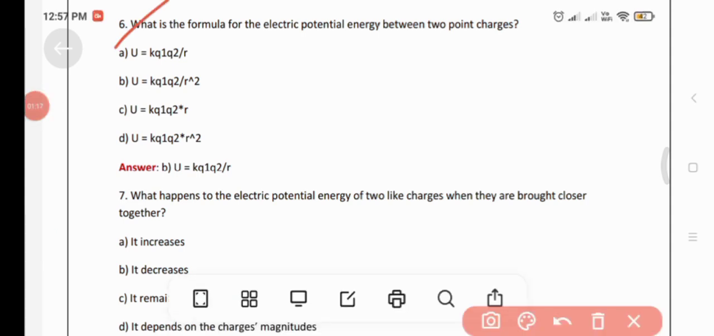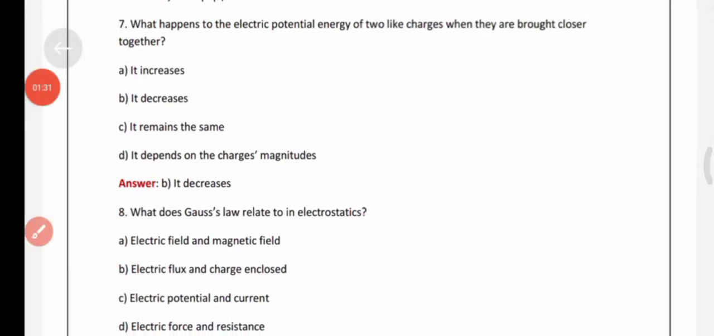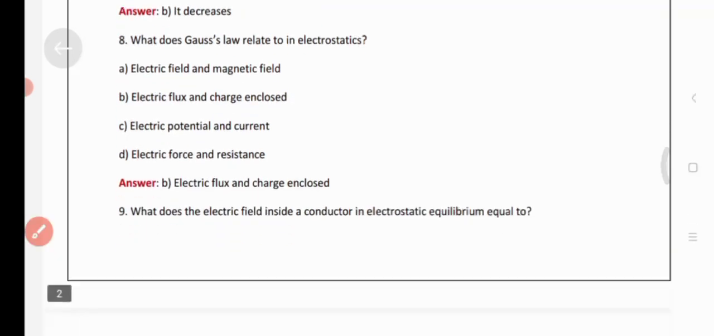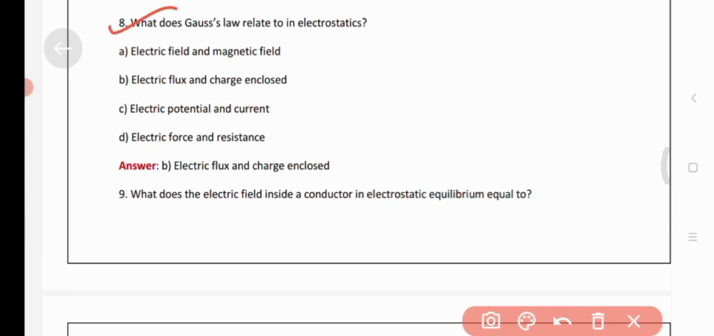What is the formula for the electric potential energy between two point charges? Option B, U equal to KQ1Q2 by R squared. What happens to the electric potential energy of two like charges when they are brought closer together? Option B, it decreases. What does Gauss's law relate to in electrostatics? Option B, electric flux and charge enclosed.